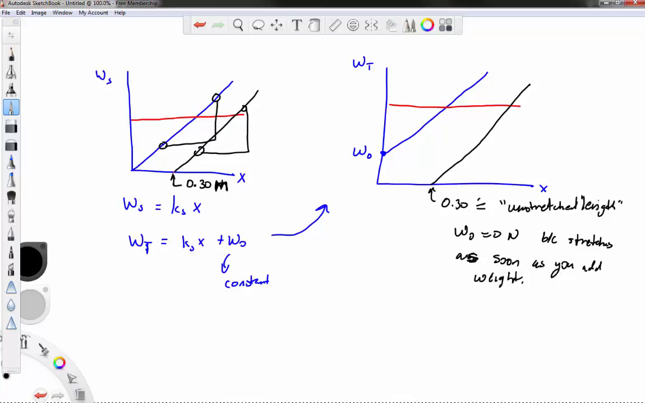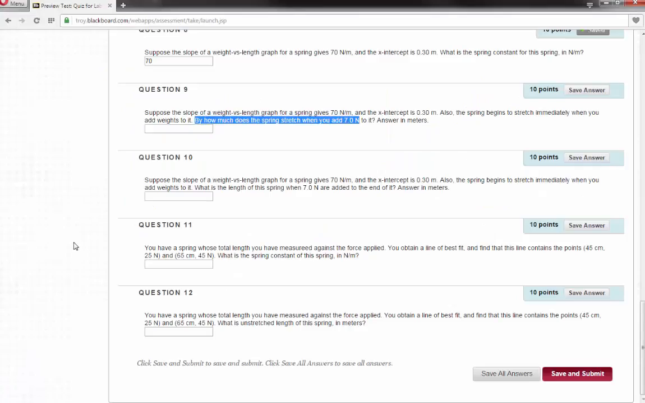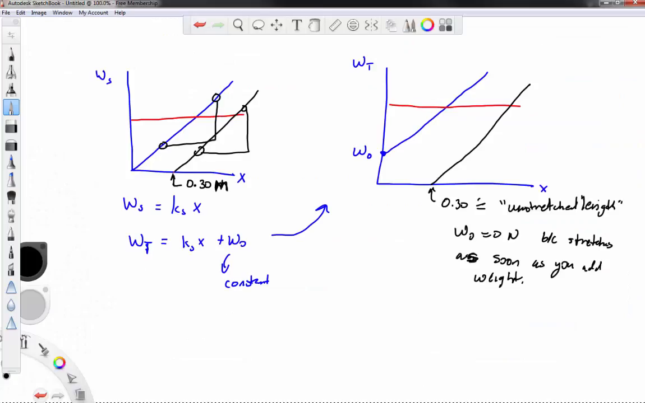Okay, so now the question itself here is basically asking how much is it going to stretch when you add 7 newtons to it. So you can use the equation. The equation basically says this thing right here. So weight total equals 7.0 newtons. Weight 0 is equal to 0 newtons. Ks is equal to 70 newtons per meter. You did that on the last step.